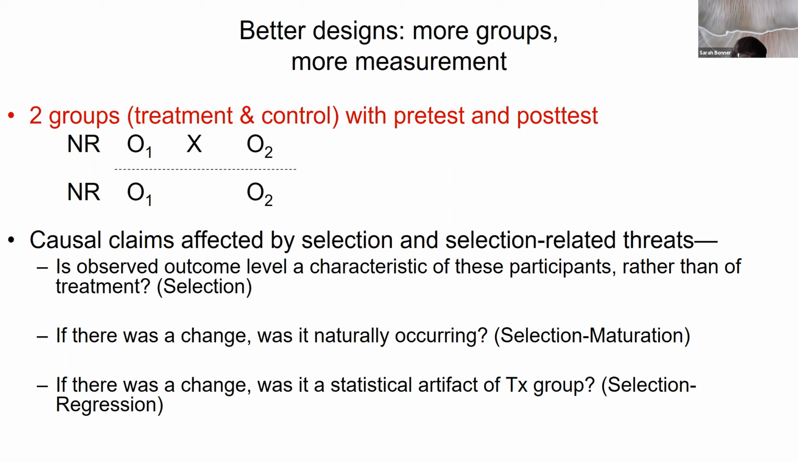There's just selection, and selection by all its interactions is still going to be an issue. Maybe people got into your treatment group because of a characteristic that made the outcome for the X group different from the outcome for the no-X group due to reasons that are not the intervention, nor chance, which would be covered by random assignment. They are something else having to do with who they were and probably how they got into that group.